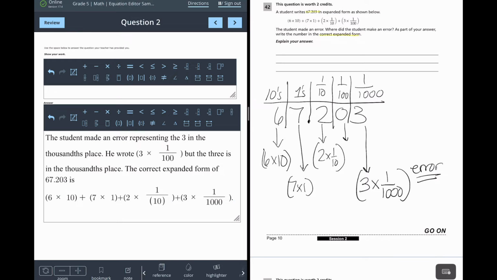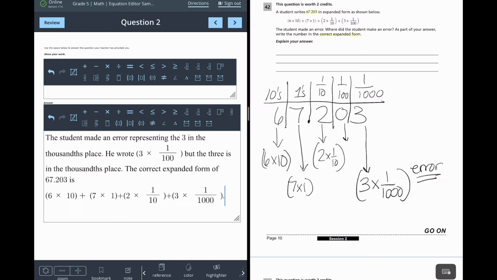The student made an error representing the 3 in the thousandths place. He wrote 3 times 1/100, but the 3 is in the thousandths place. The correct expanded form of 67 and 203 thousandths is 6 times 10, checking my work, plus 7 times 1, plus 2 times 1/10. Okay, I didn't need that parentheses around it. Plus 3 times 1,000. So I think I have everything there.